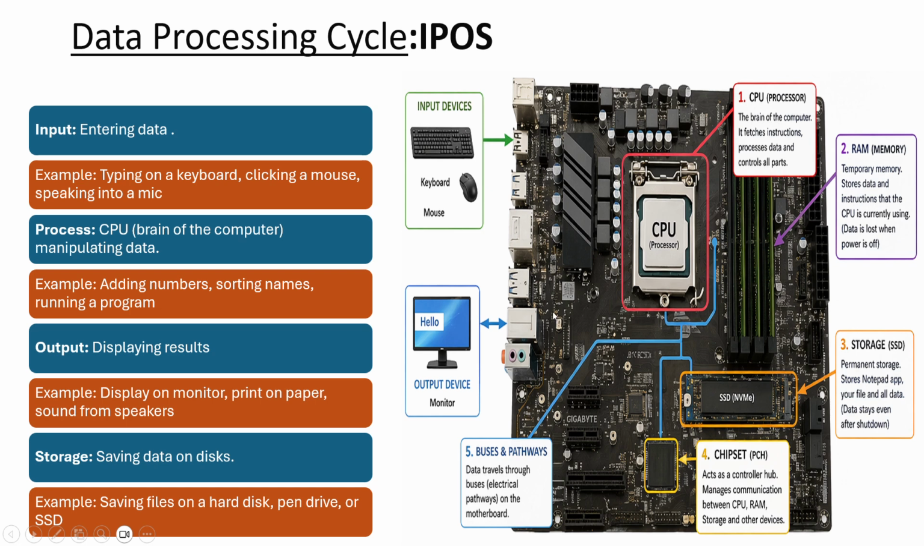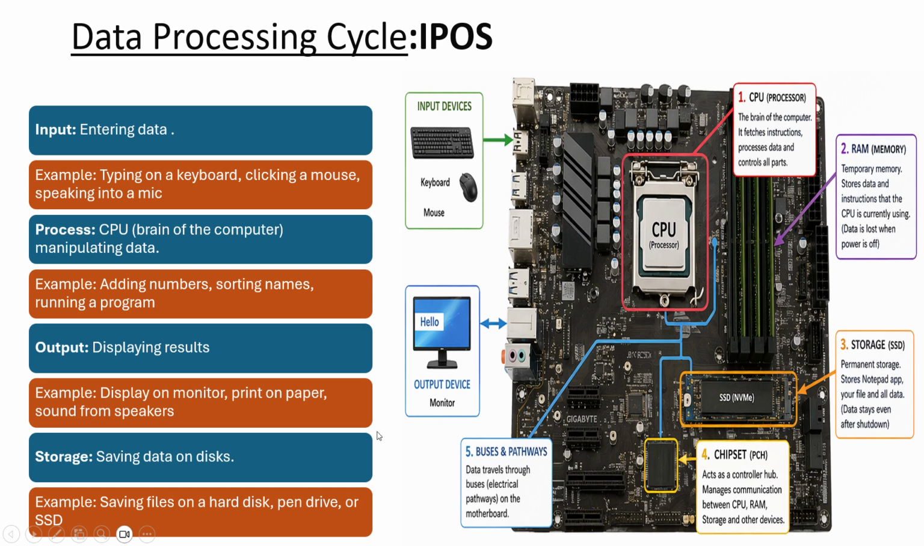Now, for all this communication to take place, you need buses and pathways. Data travels through buses. So for all the data between each of these components, you need a pathway, which is an electrical pathway on this motherboard, and they are called buses.